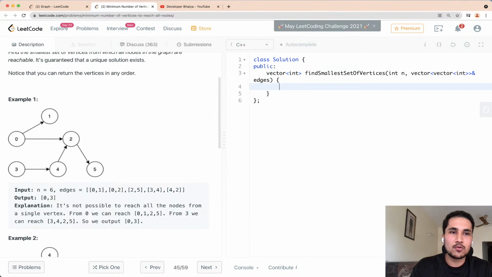So now it's quite straightforward, right? We have int n and we have vector of int. Let's make the screen a bit bigger.